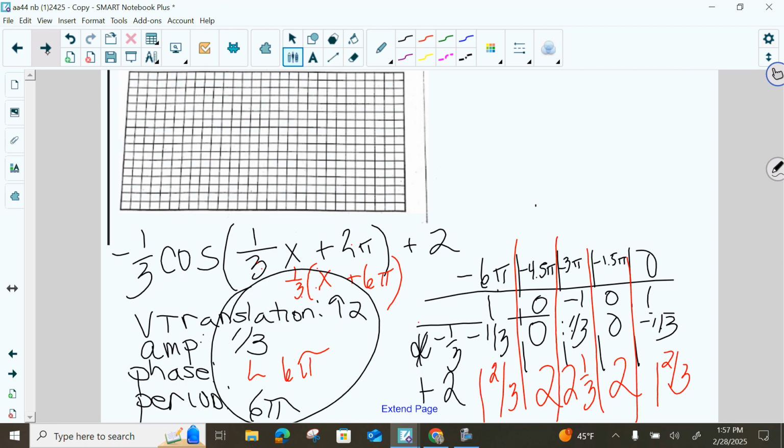Oh, I don't think that's the problem, though. -1/3, right? And now I have to add 2. So that could have ended up making it a problem. So I think that's -1 2/3. -1 2/3. 2, 2. And what's this one? 2 1/3. Right? Add 2, add 2.